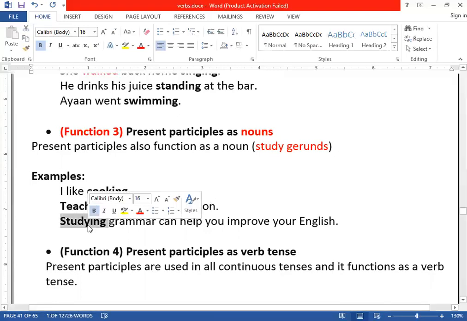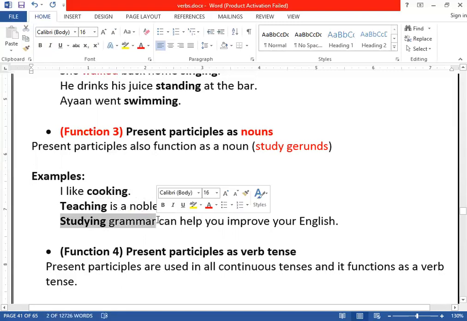Studying grammar. Studying what? Studying grammar. So studying can help you improve your English. We can say this is what? Studying grammar. It's a noun phrase. I told you that anything that comes before or after a gerund is called a noun phrase. We have already studied this.